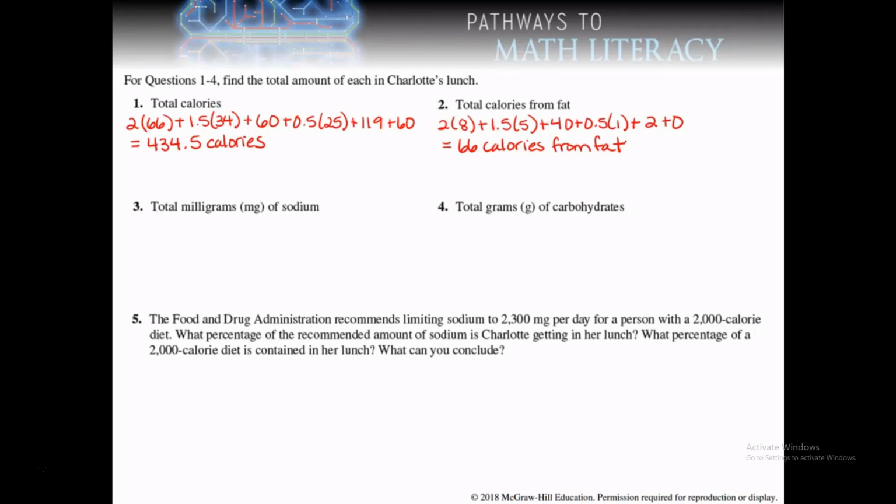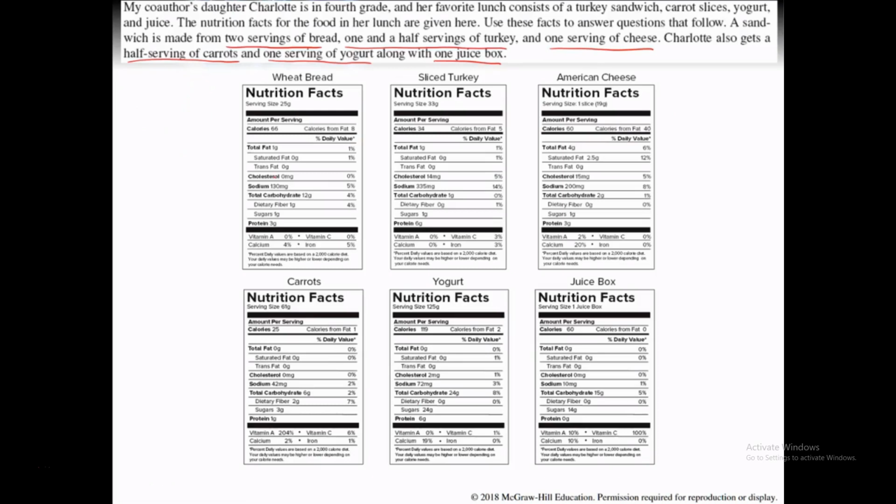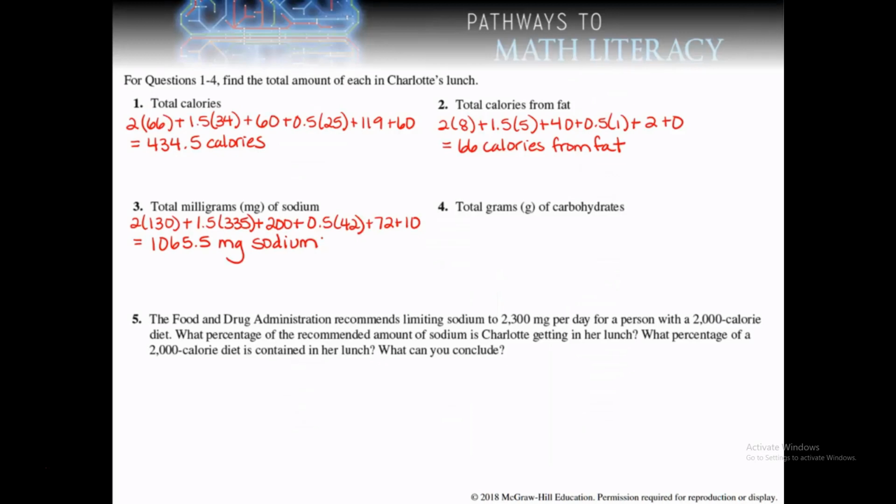In number 3, we're going to look at the total milligrams of sodium. For the bread, that'll be 2 times 130 milligrams. For the turkey, it'll be 1.5 times 335 milligrams. We get 200 milligrams from the cheese, half of 42 for the carrots, 72 from the yogurt, and 10 from the juice box. And that comes out to 1,065.5 milligrams of sodium.